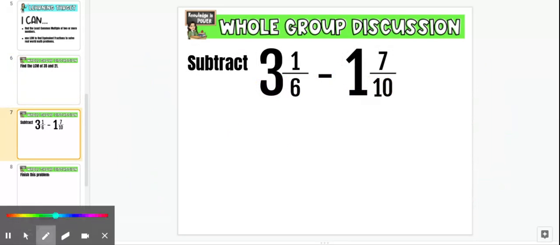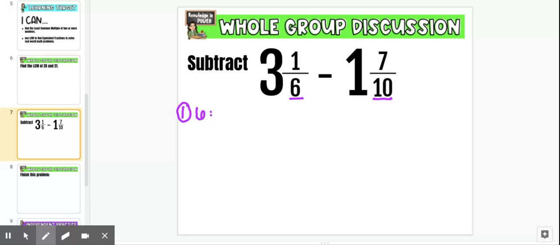All right, so now we have this problem where it says subtract 3 and 1/6 minus 1 and 7/10. Step 1 is going to be to find the common denominator of 6 and 10. So I'm going to find multiples of 6 and multiples of 10 and see what they have in common. So 6 times 1 is 6. And if I skip count by 6's, you get 12, 18, 24, 30. I'm going to go up 5.